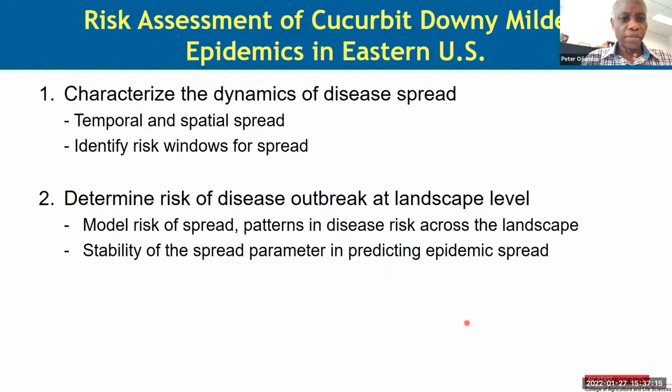And the second part I'm going to be talking about this afternoon is to look at the risk of disease outbreak at the landscape level, primarily looking at some of the work we have done in terms of modeling and identifying the patterns of the disease spread, and also looking at some of the stability of the spread parameters when you are looking at the epidemic spread in time as well as space. I'm going to talk a little bit about that later on in my talk.